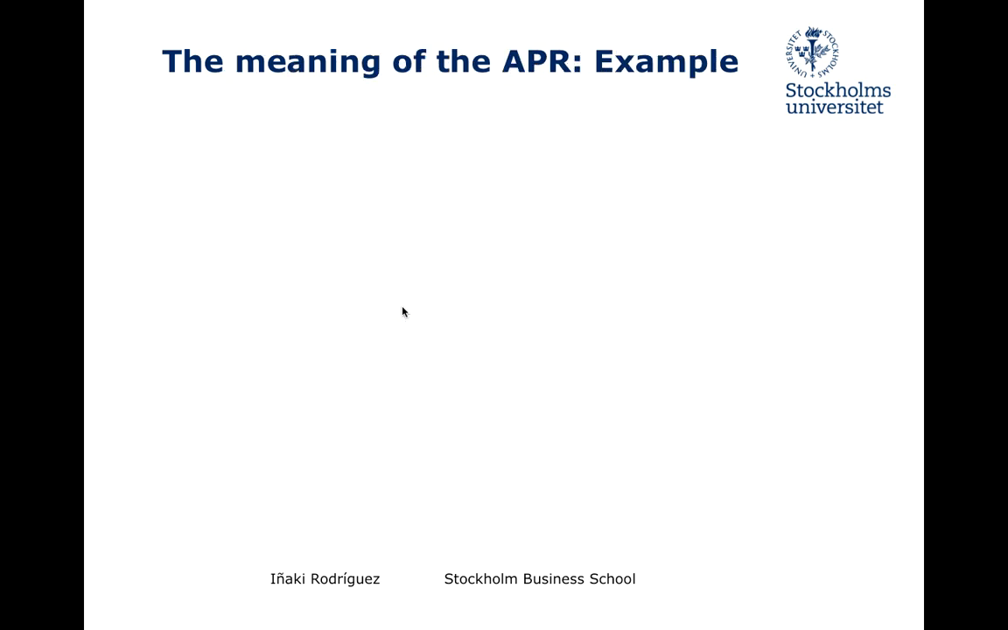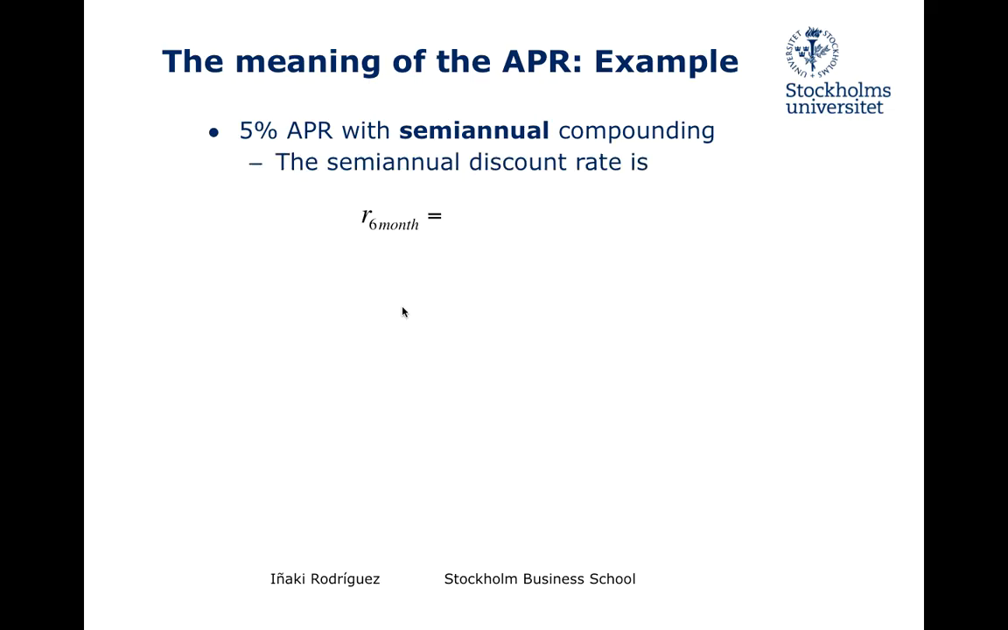Although the APR is not a discount rate, it happens to have a direct link to the discount rate that applies for those periods indicated by its frequency of compounding. The best way to understand how this link works is with particular examples. For example, if we are told that the APR is equal to 5% with semi-annual compounding, this is actually identical to saying that the semi-annual discount rate is equal to 5% divided by 2, that is 2.5%.